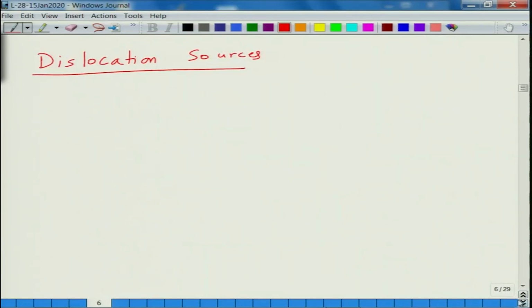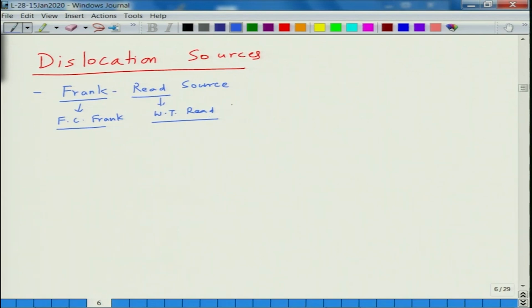Now, one of the most important sources of dislocation is called the Frank-Read source. It is named after 2 people, Frank and Read. Basically, Frank is F.C. Frank and Read is W.T. Read. These are 2 persons who postulated the theory of dislocation sources in 1950 in Pittsburgh in USA in a symposium. So, what is this Frank-Read source?